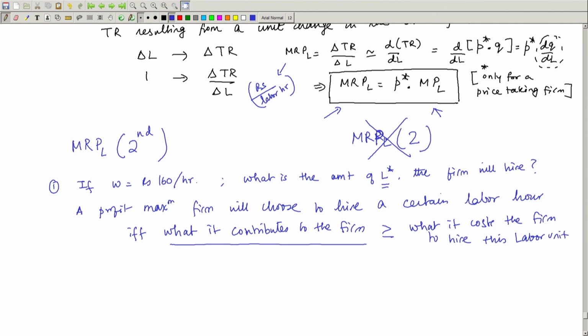So, what we are saying is, take a particular labor unit, take a particular labor hour and ask, should I hire this particular labor hour? Well, I will hire this particular labor hour if what this labor hour contributes to the firm in the form of extra revenue is at least as large as what it costs the firm to hire this particular unit of labor. Now, what a particular labor hour contributes to the firm is actually measured by how much the revenue has increased by hiring this particular unit of labor.